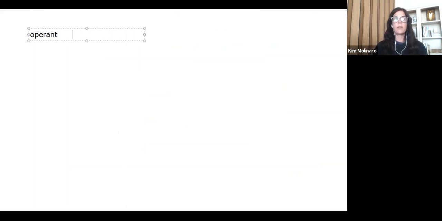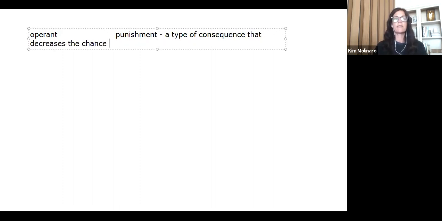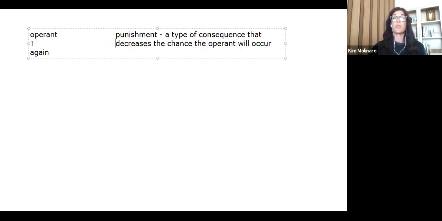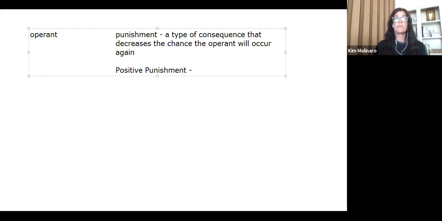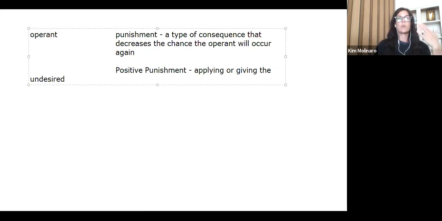Okay, so let's move now to our third. So in response to an operant, we have punishment. Punishment is the only type of consequence that decreases the chance the operant will occur again. Positive reinforcement and negative reinforcement both increase it. So punishment's the only one that decreases it. And there's two types of punishment. Positive punishment, or punishment by application, is applying or giving the undesired to decrease an operant.